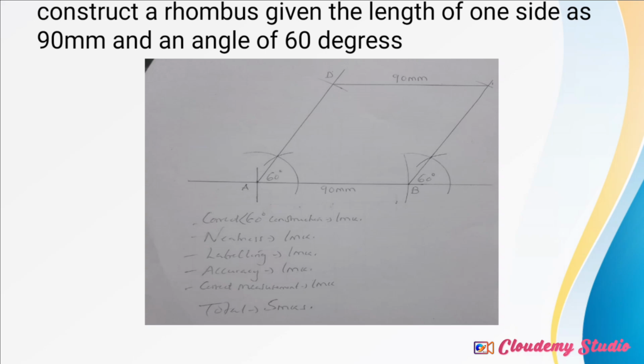Then since it's a rhombus, measure 90 millimeters on your ruler and a pair of compasses. On the first line that you drew at point A, the 60 degrees, measure the 90 millimeters, and on your second line also measure the 90 millimeters. Where they meet, join the 2 points to form ABCD as your resultant shape, that is a rhombus. So that's how you can draw that.